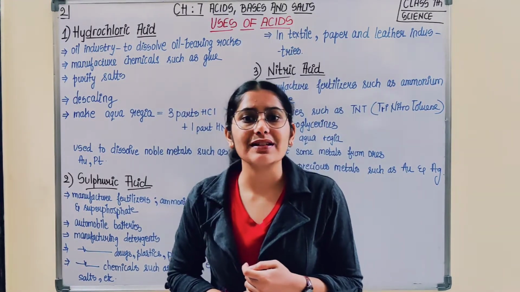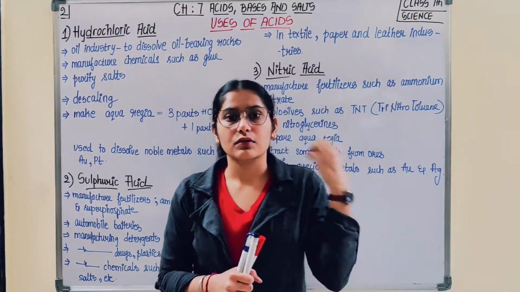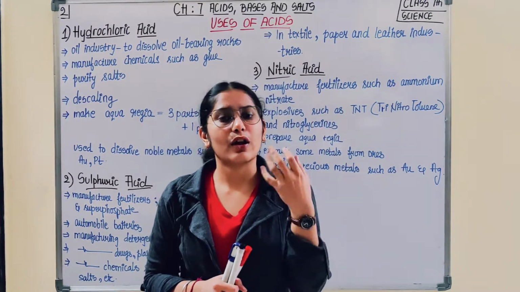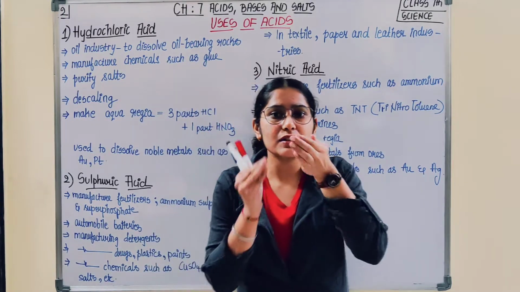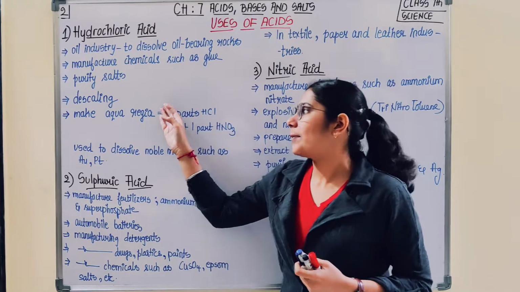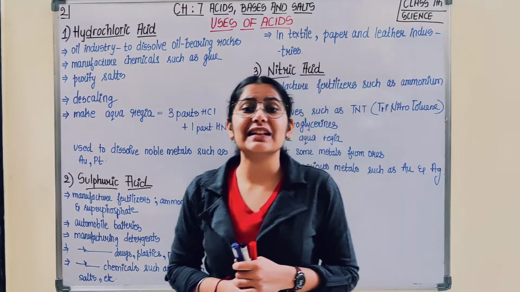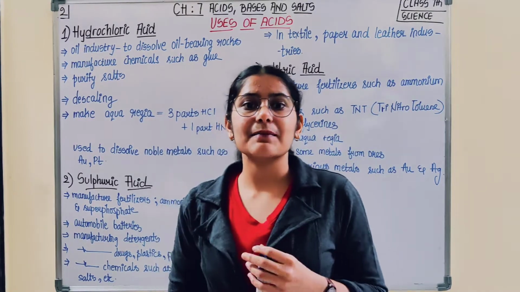Okay, since salts are also derived from certain rocks, rocks containing salts are also there. So to separate the salts from impurities, hydrochloric acid is used. Apart from this, descaling means the scales present in boilers. Now what do we understand by boilers?